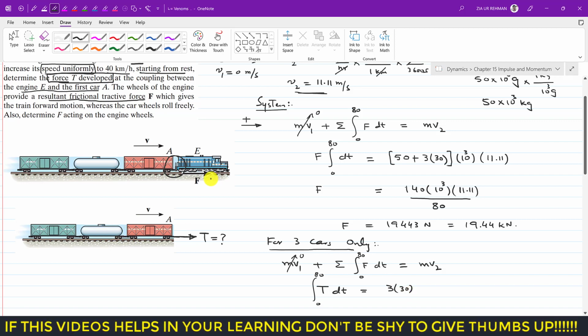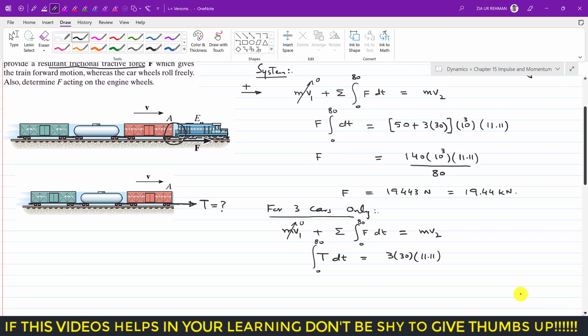Now the engine is not there, so we are not going to add the mass of the engine. So this is only the weights of the cars, right? So this is 3 times 30. We are not going to consider the mass of the engine. So this is 3 into 30 into V2. V2 will remain the same, which is 11.11. So I will multiply it with 11.11.